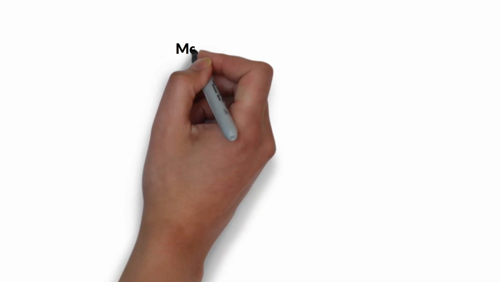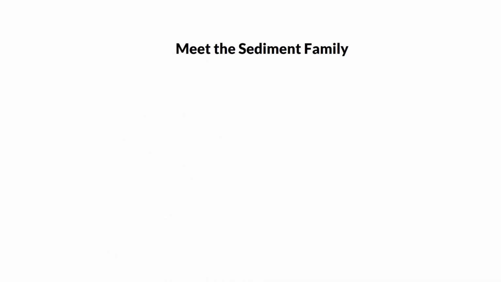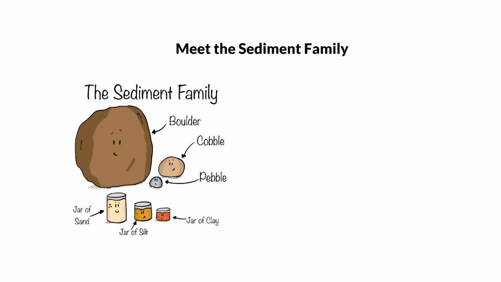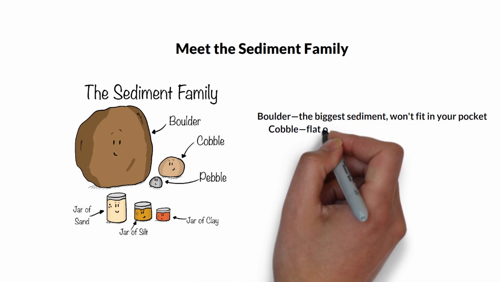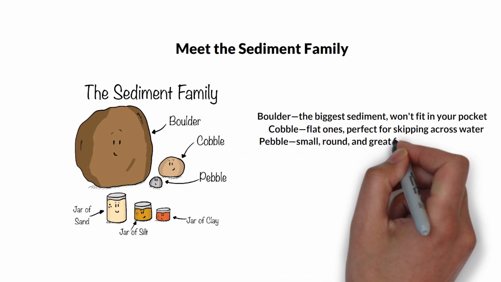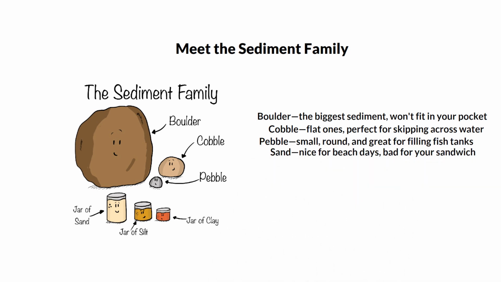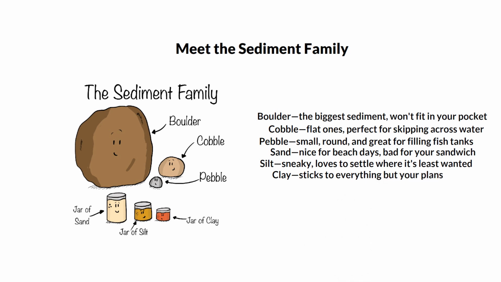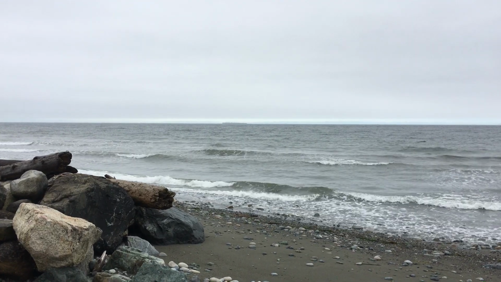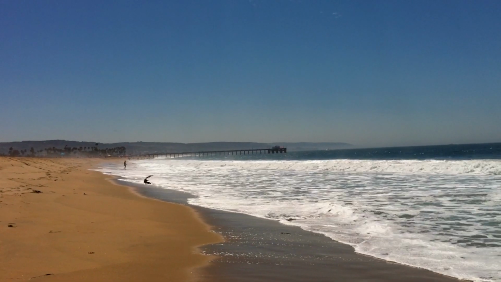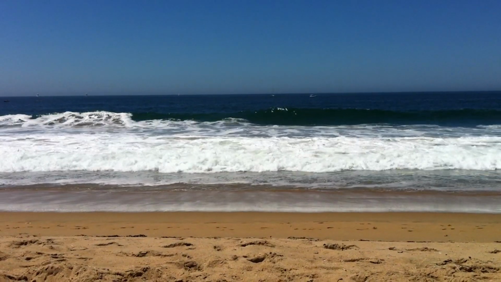Meet the sediment family. Beaches are primarily composed of sediments, solid particles of various sizes fragmented from rocks. We classify sediments according to their size, the diameter of their individual pieces, that is, their grains. The largest grains are boulders. The smallest grains are clay. While all sizes of sediments may be found on a beach, sand grains are the most common.